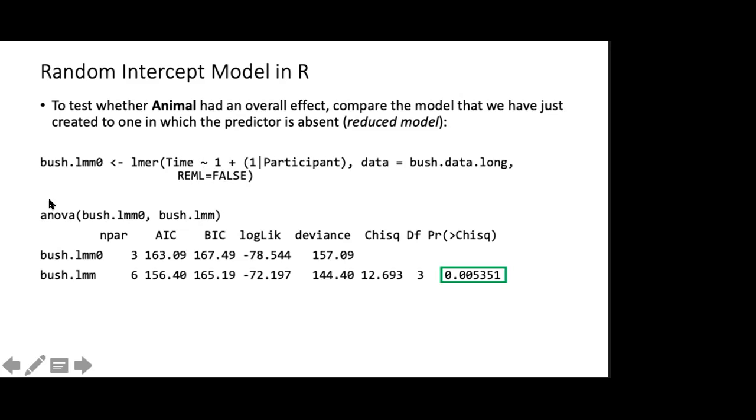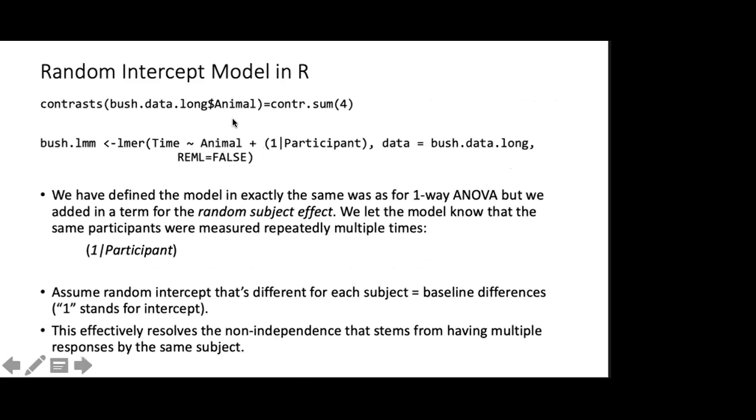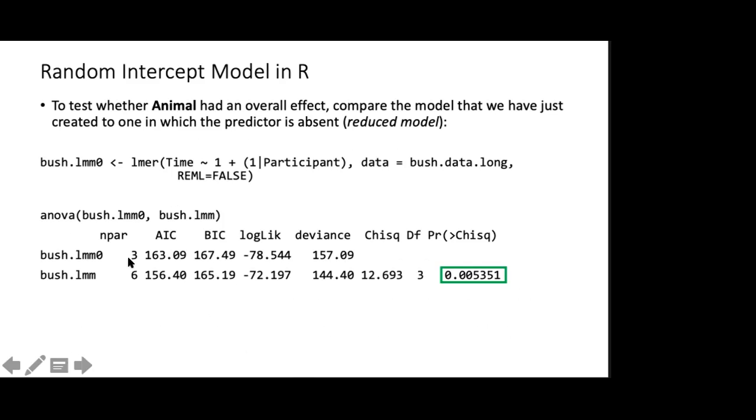Using the anova function, we compare this null model with our model from before, where we had specified animal. That tests whether our animal factor is significant. You have the same output that you're already familiar with. You see that there's a difference of 3 in terms of parameters, because you need 3 variables to code for the 4 levels of your animal factor. That's why the difference in parameters is 3 between the null model and the model that includes animal.